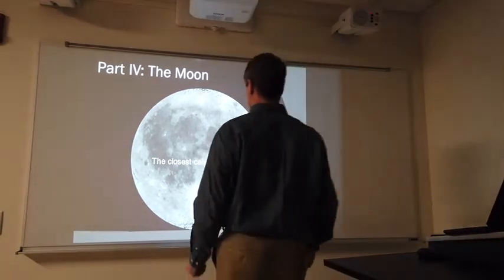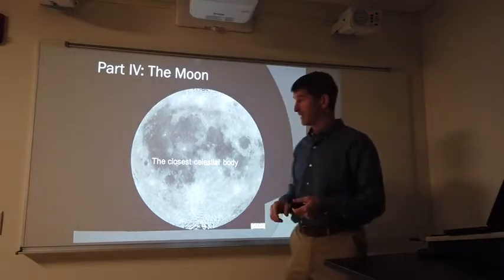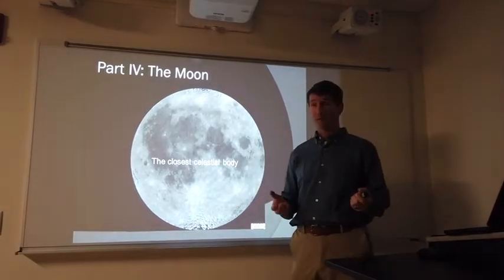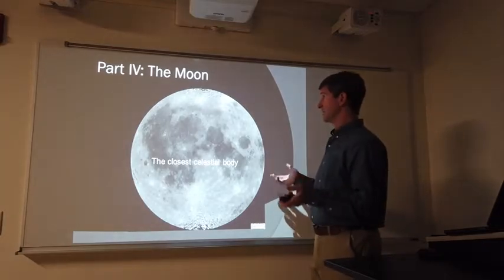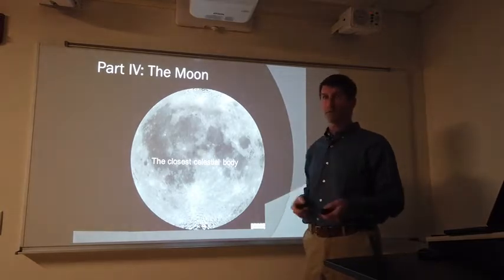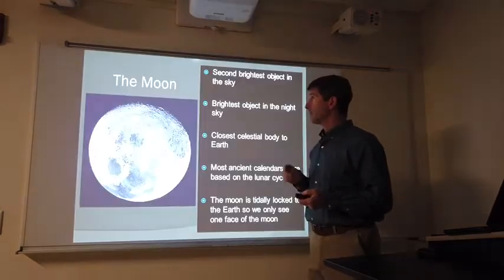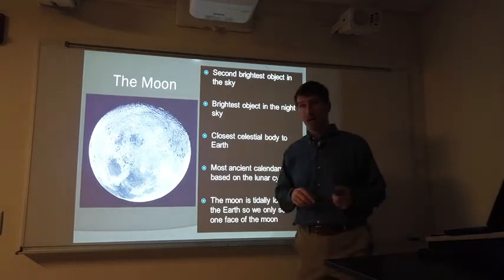Okay, part 4, the moon. The moon's one of my favorite things to look at in the nighttime sky with the telescope because it's so close to us. We can see lots of details. We can see craters. We can see Maria. Very, very interesting.